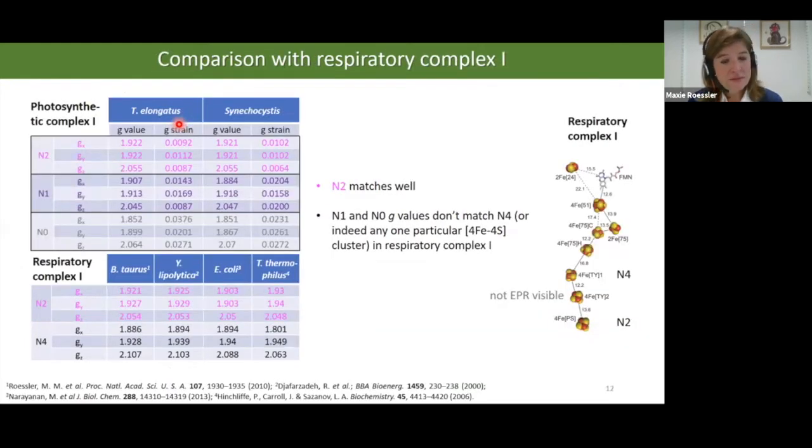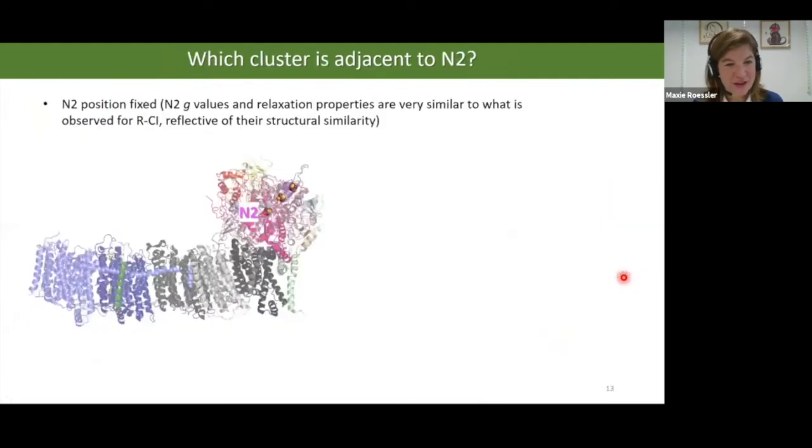So in comparison with the respiratory enzyme, as I already mentioned, we have a really good match with the N2 cluster here, but the N1 and N0 clusters don't really match any of the iron-sulfur clusters in respiratory complex I. And I should say that the cluster that's adjacent to N2 is actually not EPR visible in respiratory complex I, for reasons that we still don't fully understand. But even the next one along here, N4, doesn't match either N0 or N1 very well. So that didn't really help us any further.